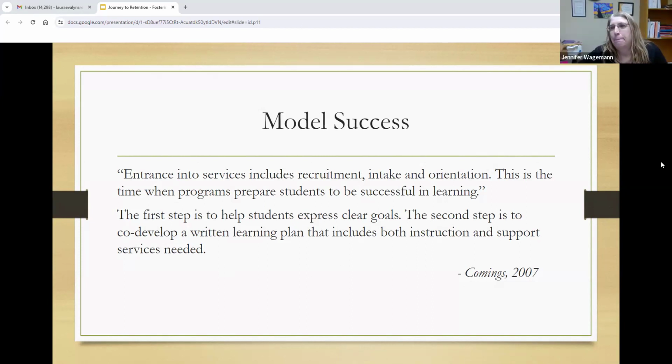I can read it. Entrance into services includes recruitment, intake, and orientation. This is the time when programs prepare students to be successful in learning. The first step is to help students express clear goals. The second step is to co-develop a written learning plan that includes both instruction and support services needed.